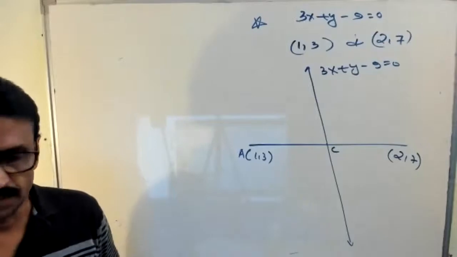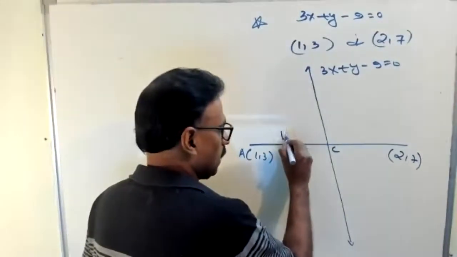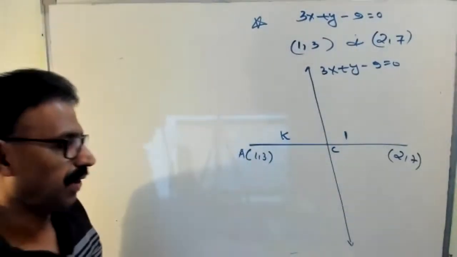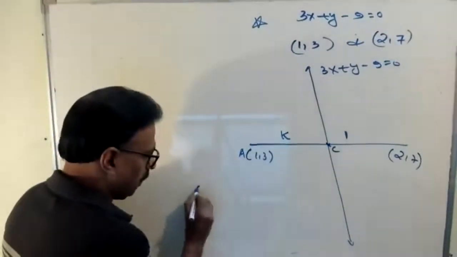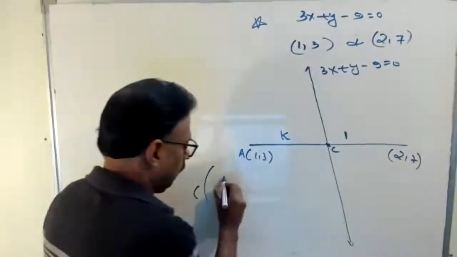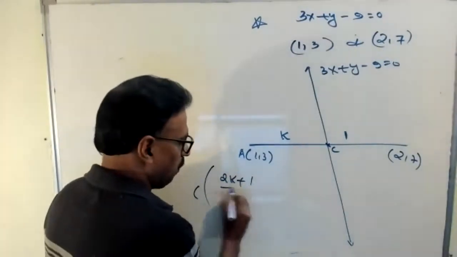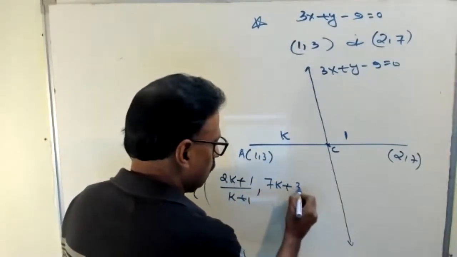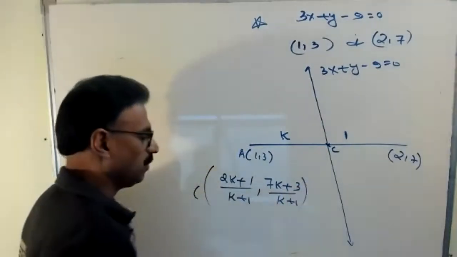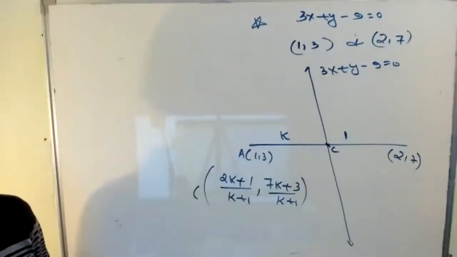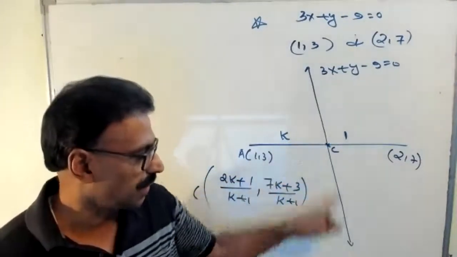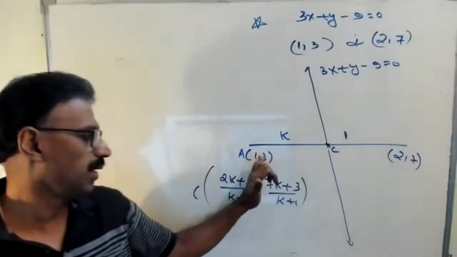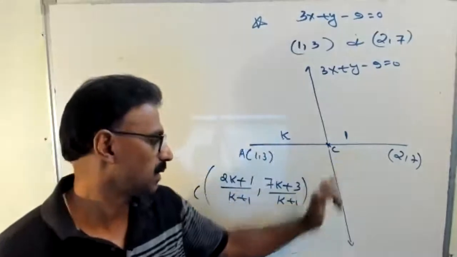Listen here. We assume the ratio is k is to 1, and we find the coordinates of C. The coordinates of C are (2k plus 1) divided by (k plus 1), and (7k plus 3) by (k plus 1). Clear now?